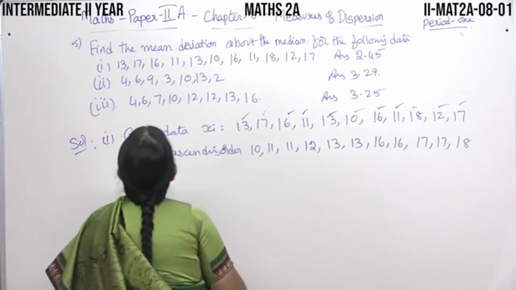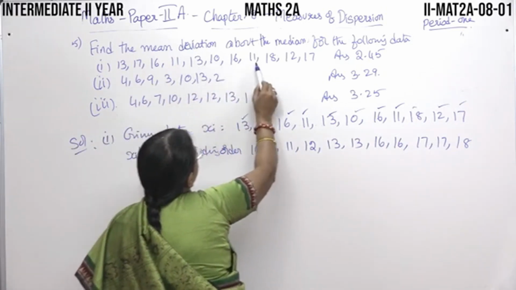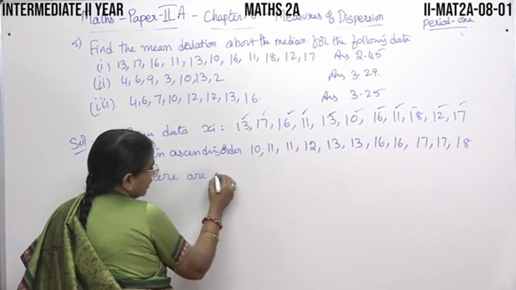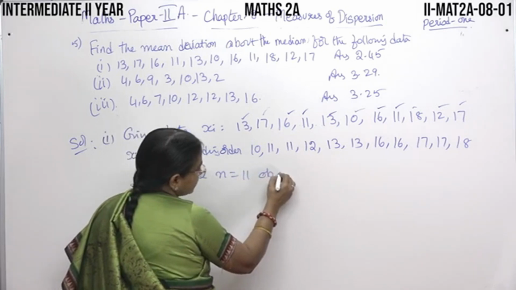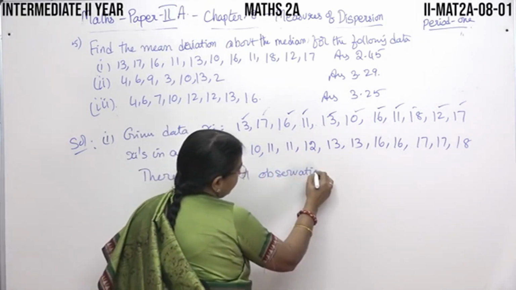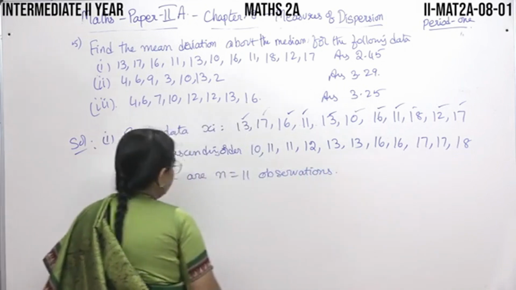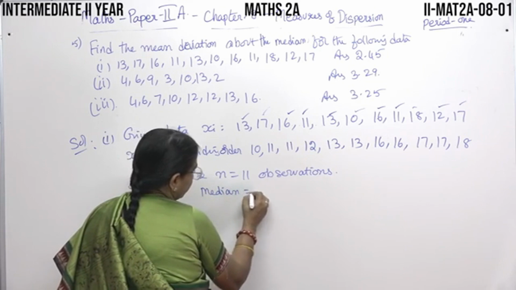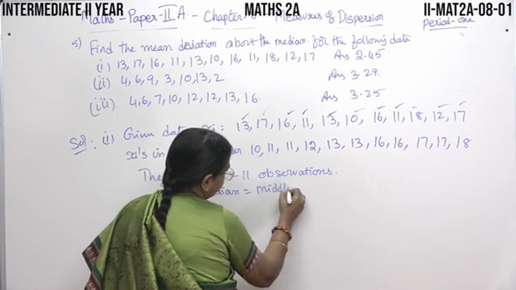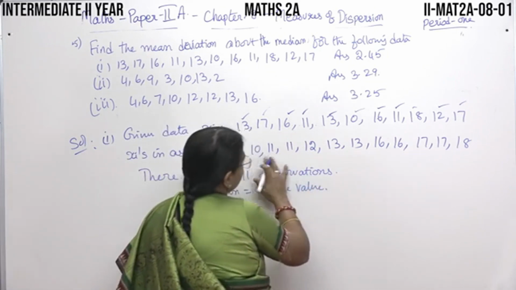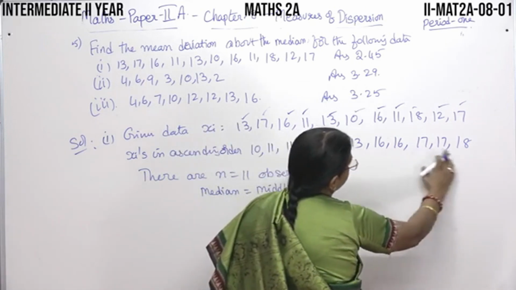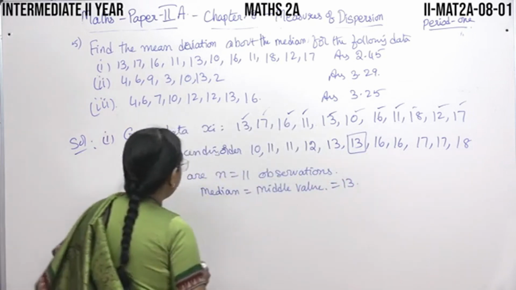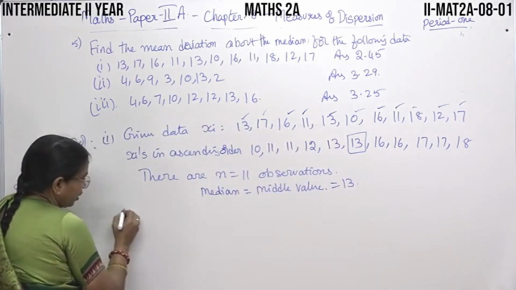Okay. How many are there? 1, 2, 3, 4, 5, 6, 7, 8, 9, 10, 11. So there are n equal to 11 observations. So we'll find the median. Median is equal to the middlemost value. So what is the middle value? 1, 2, 3, 4, 5 and here 6th, so 13. Middle value is 13. That is 13.